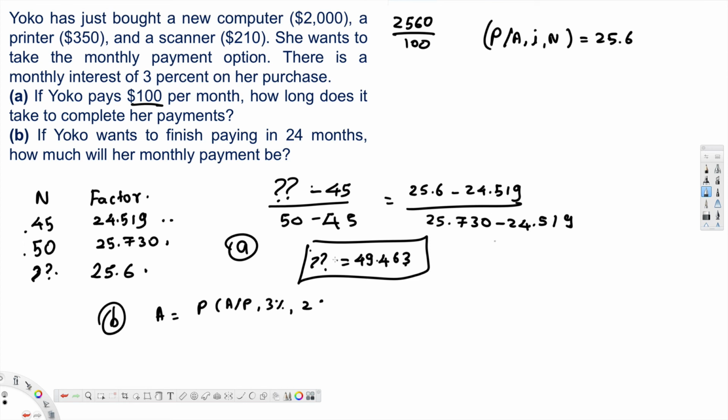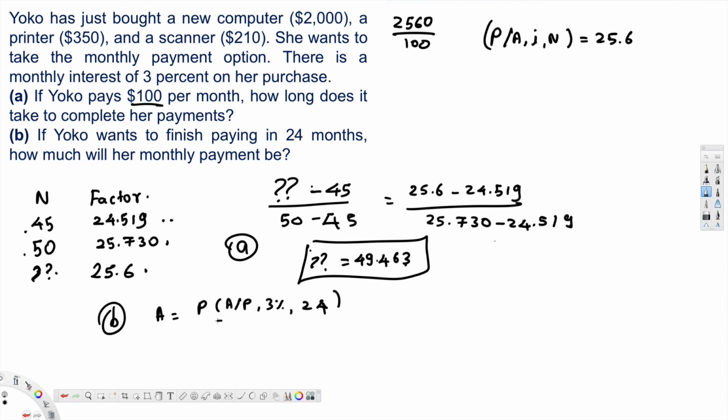For part A, I showed you two methods. Previously we did it with another method, and this one was the second method. Now let's look at the B part. Part B asks, if Yoko wants to finish paying in 24 months, what will her monthly payment be? So same equation, but here we will have 24 months.